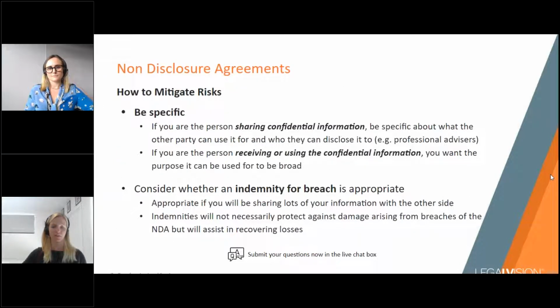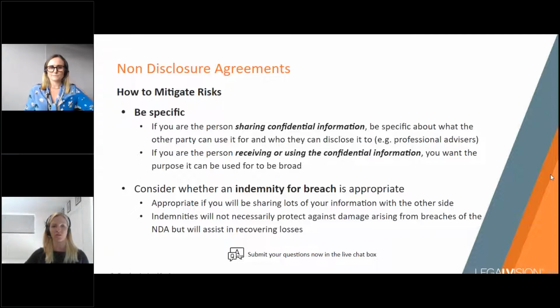So a couple of risks to be mindful of with non-disclosure agreements and how to mitigate them. I've touched on them briefly, but be specific. If you're the person sharing confidential information, you want to be very specific about what the other party can use it for and who they can disclose it to. It would be normal for the other party to be able to tell, for example, their professional advisors the information, because normally you would have lawyers and accountants advising on any potential commercial arrangements or transactions that relate to the sharing of the confidential information.